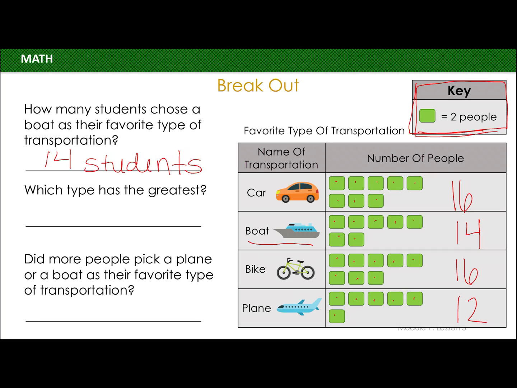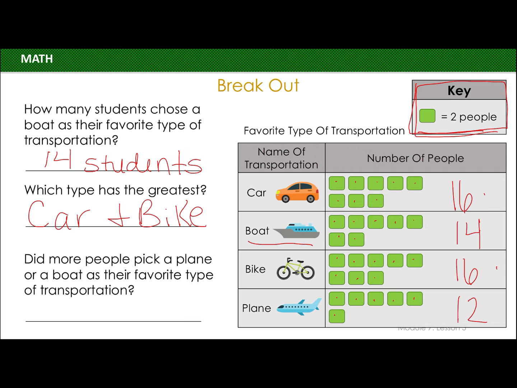Now my next question asks, which type has the greatest? So what type of transportation has the greatest or the biggest number? Well, car has 16, but bike also has 16, so that is a tie for the greatest. So I'm going to write car and bike because they have the same number and they're both the biggest.